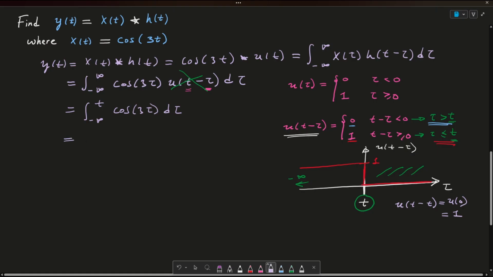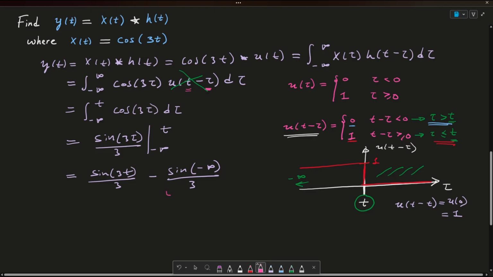And to continue, the integral here of cosine 3 tau is going to be sine of 3 tau over 3, where our limits are from negative infinity to t. So then this is equated to sine of 3t over 3 minus sine of negative infinity over 3. And what we say is that this quantity here does not exist since the sine function oscillates between -1 and 1.